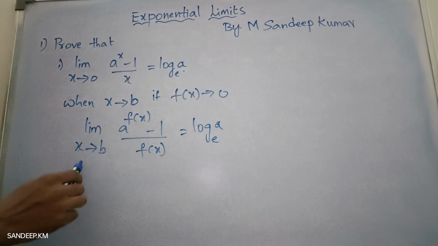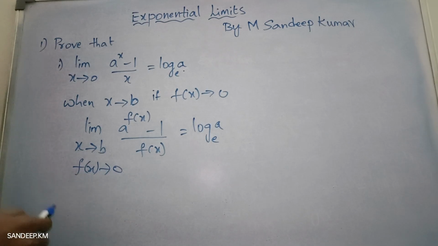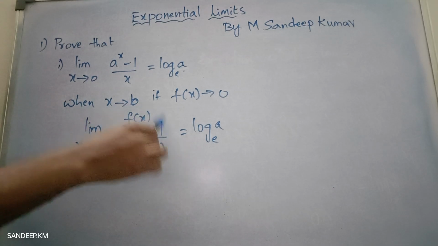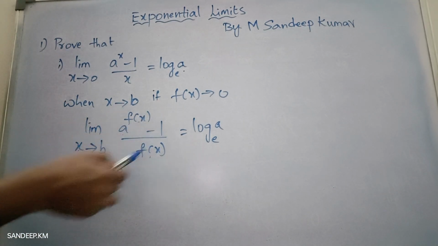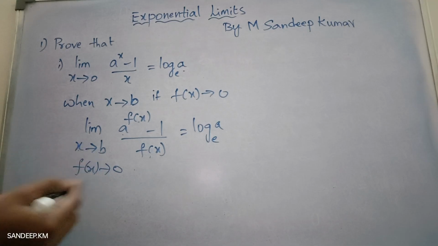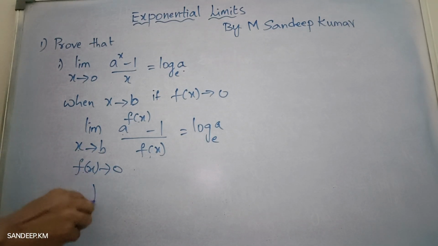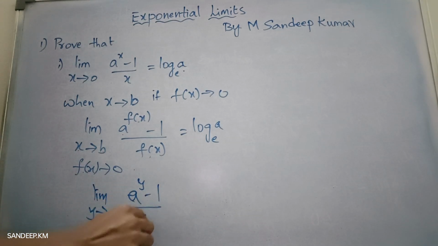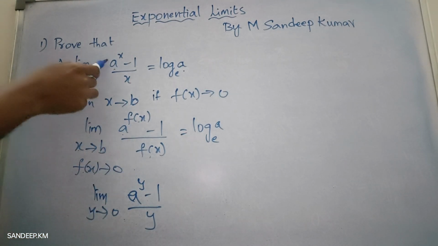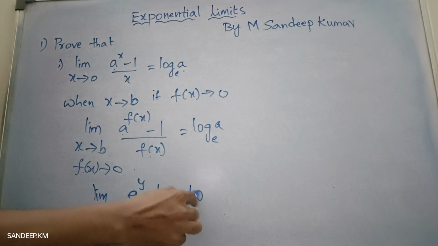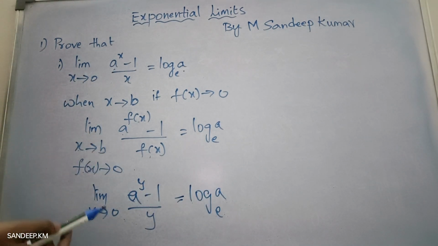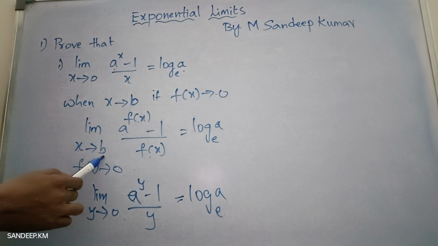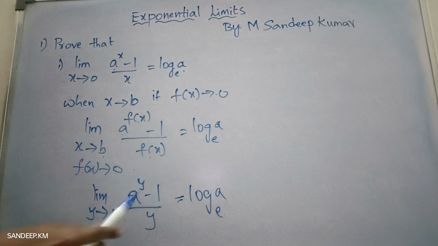Because when x is approaching b, f of x is approaching 0. Correct or not? f of x is approaching 0, a power is f of x, and the denominator is also f of x. In that case, this function is the same as this function. In case you want more clarity, you can replace f of x with y. So what happens here? Limit y approaches 0, a power y minus 1 divided by y. This and this are both the same, only instead of x we have y, so it is equal to log a base e. That's why I said when x is approaching b, if f of x is approaching 0, then this limit is equal to log a base e. A simple example, let us see.